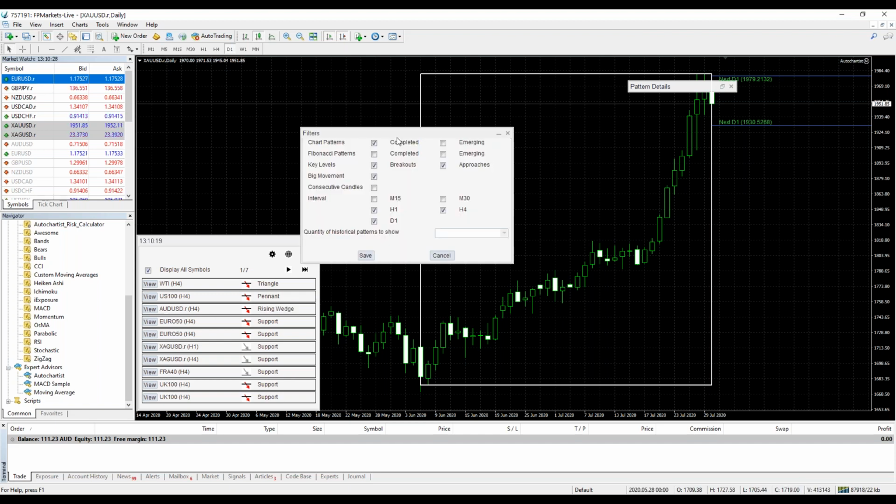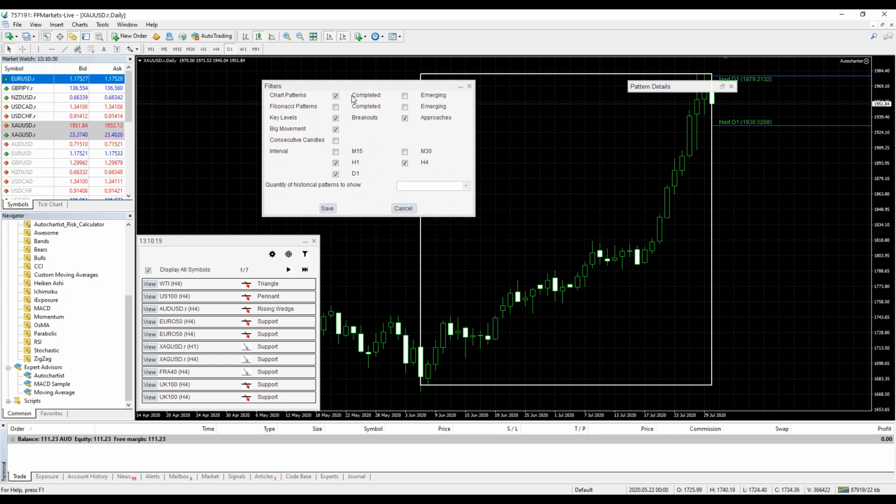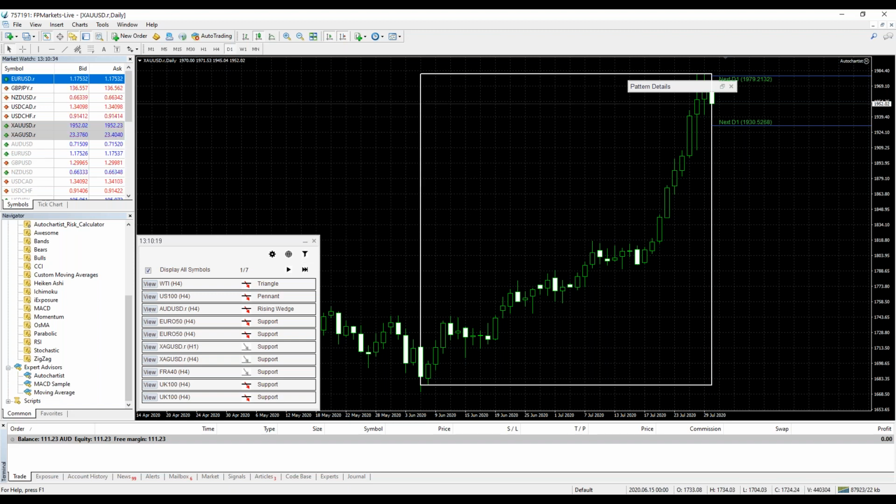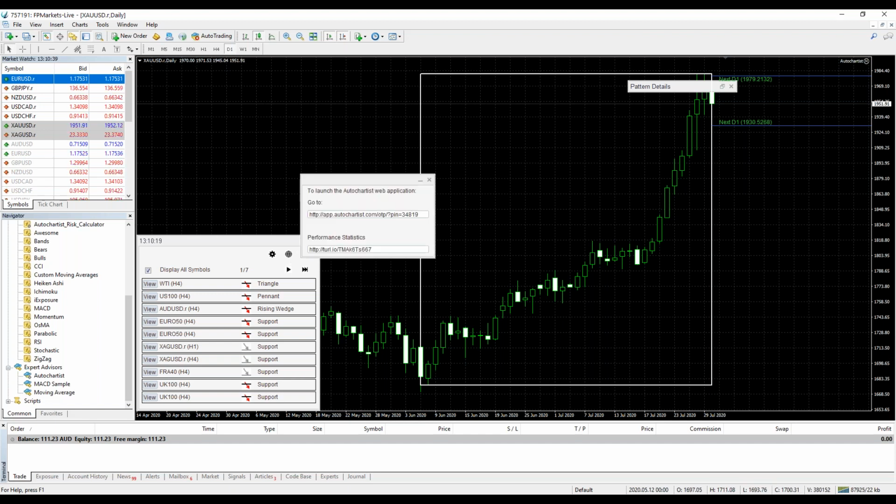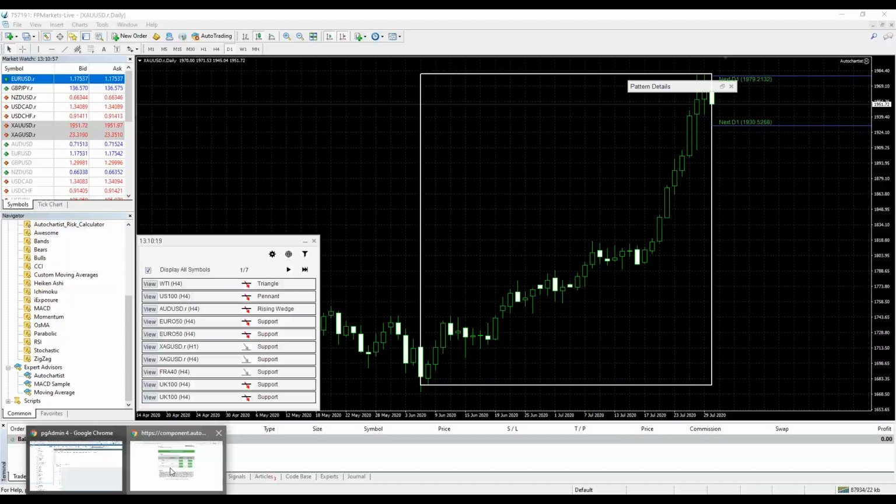Now, I'll tell you the kind of things that I look at when it comes to completed patterns, and I'll mention that right now when I show you how to open up the stats. So if you click on this little world, it looks like a little globe icon, you'll get 2 different links. One to open up the Autochartist web application, and one to open up your performance statistics. And I'll show you what those look like.